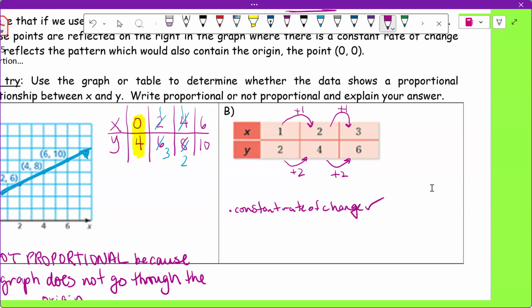So that's good. Now, if we were to apply that pattern backwards, we would subtract the 1 and we would be at 0. Here we would subtract the 2 and we'd be at 0. So is 0, 0 part of the data set? It is. So it contains 0, 0.